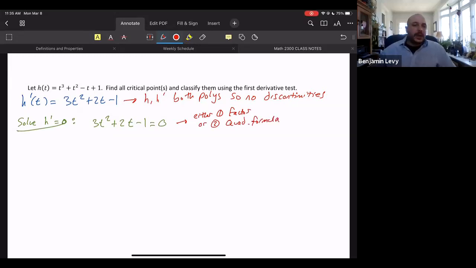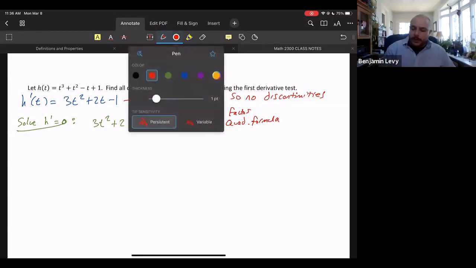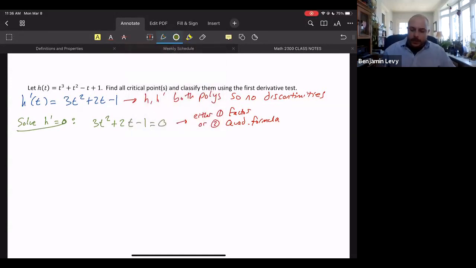On tests and stuff like that, I usually put things on there that are factorable, right? Just to speed things up and not really put the pressure on too much. But in homework and definitely applications, the quadratic formula is just nice because it always works, right? You don't have to worry too much about that. So I'm going to factor this one, but just be aware that if there's a harder problem, you might want to use the quadratic formula. This one factors into 3t minus 1, t plus 1.